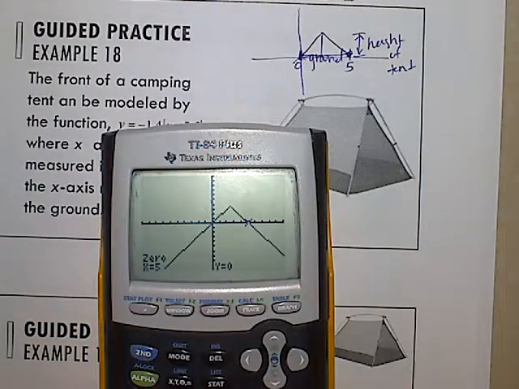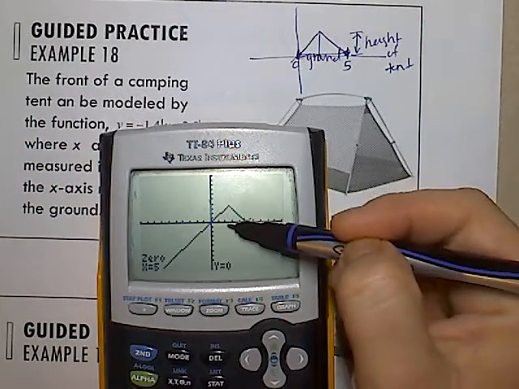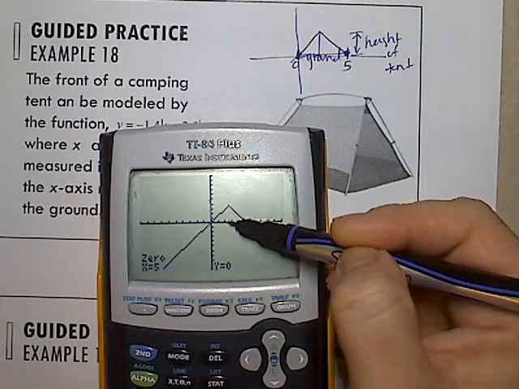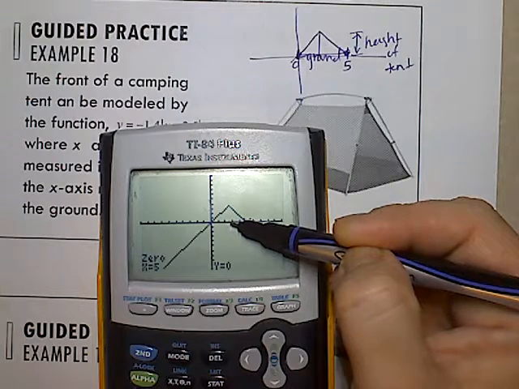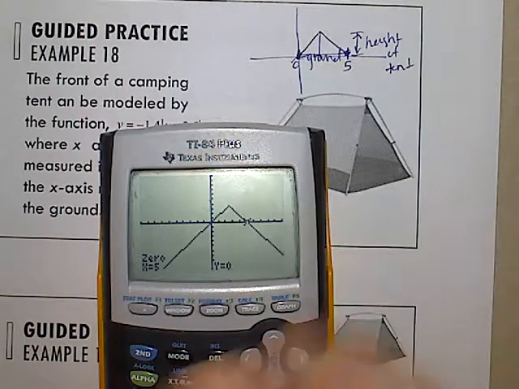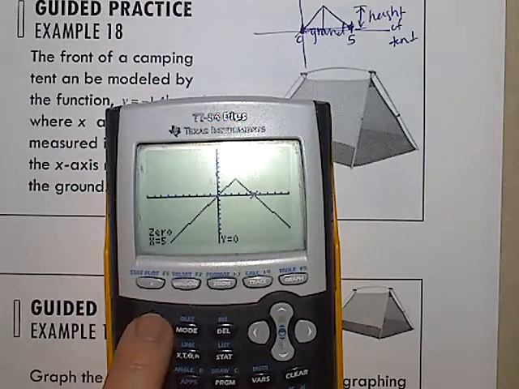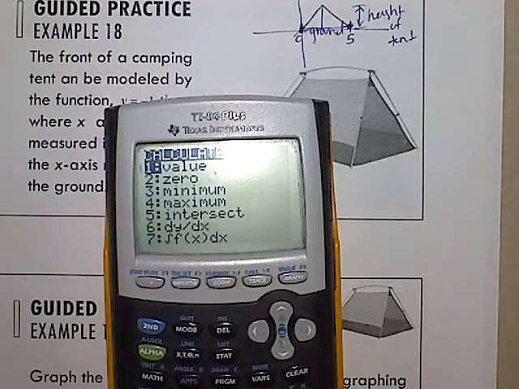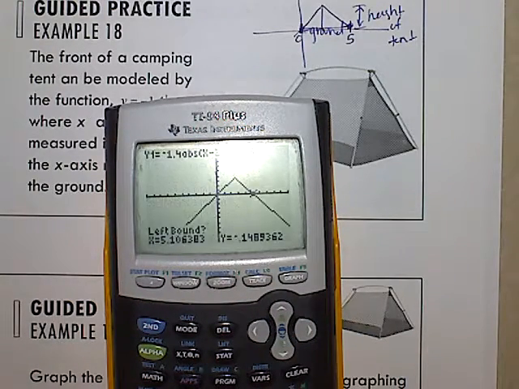All right, if you did not catch that one, we're going to do the height of the tent, which is the range. In the word problem, it states this is the ground. We want to know the height. So here's the ground is 0. We want to know how high is this. This is considered to be the maximum. Again, hit the blue key. Go to the top and find trace. Go down to maximum and press enter one time.